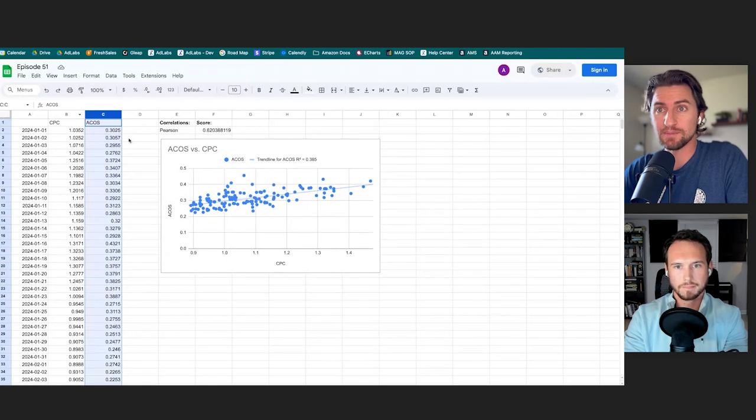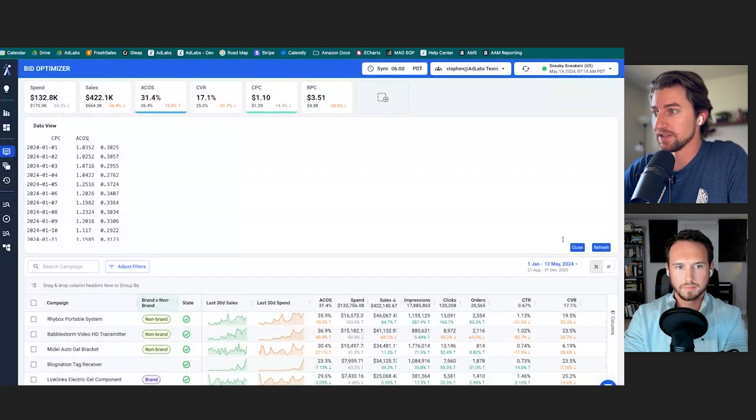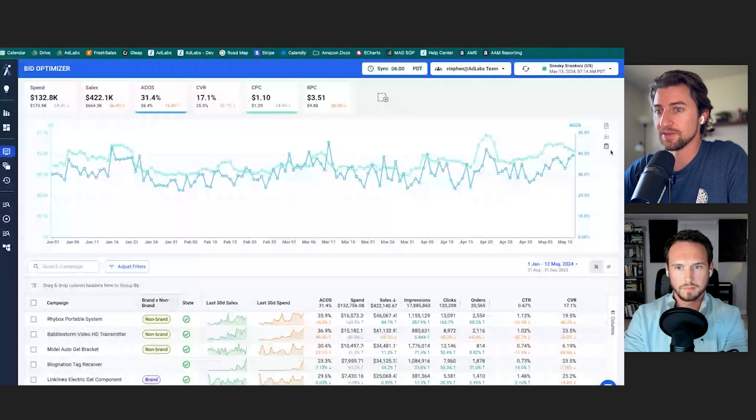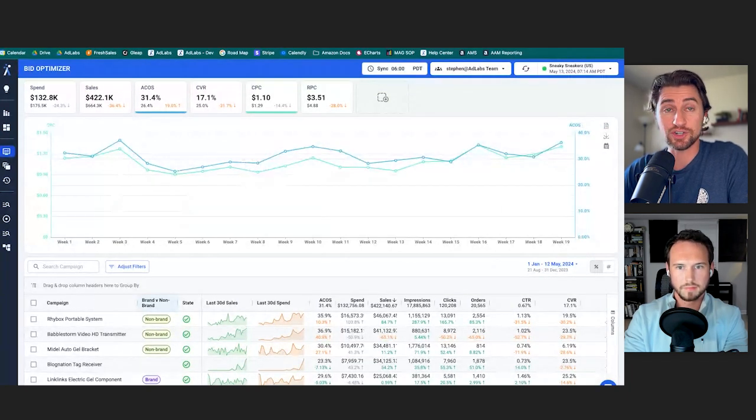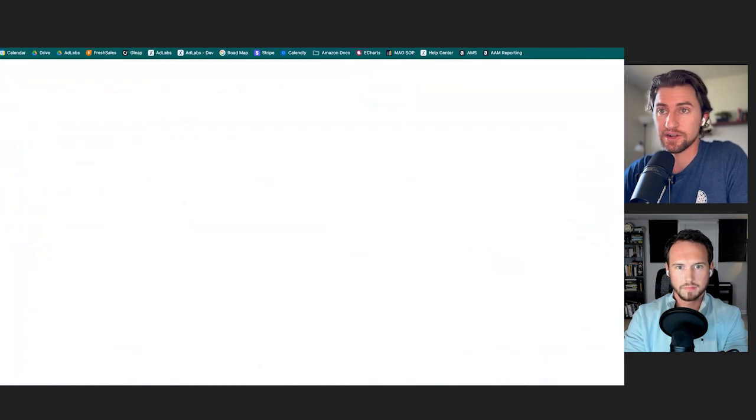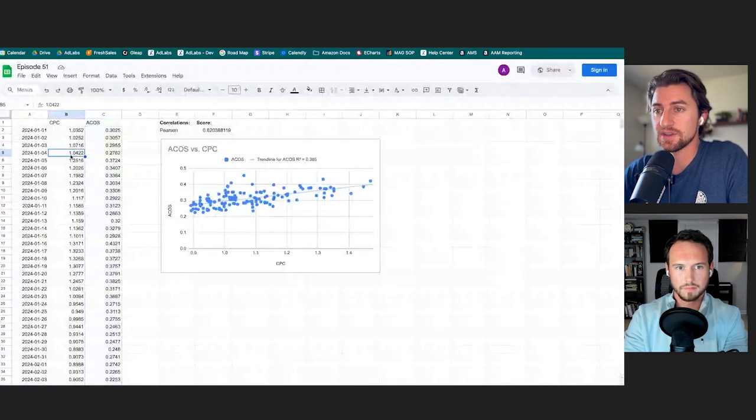Weekly would probably be a bit cleaner. So we did both. But if you're wondering how to get to weekly, you would just flip this toggle to weekly, do this again. Now you've got the weekly data. So that's how you can do this analysis on your own for your own accounts, or even as part of your audits if you're auditing other accounts.